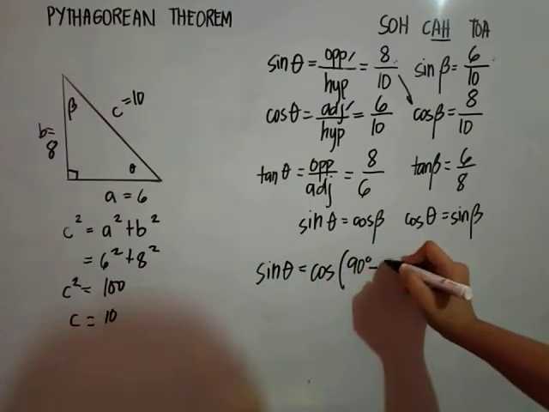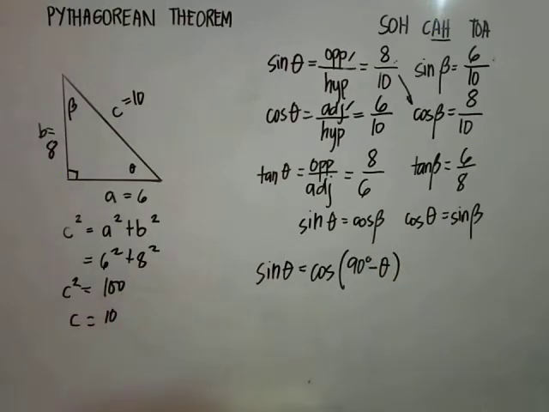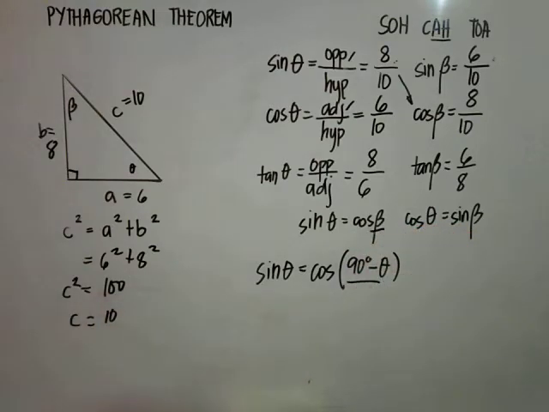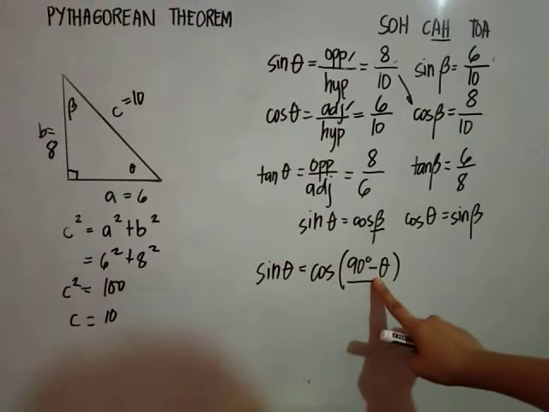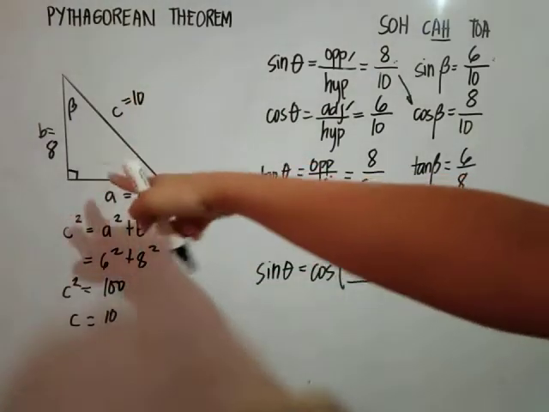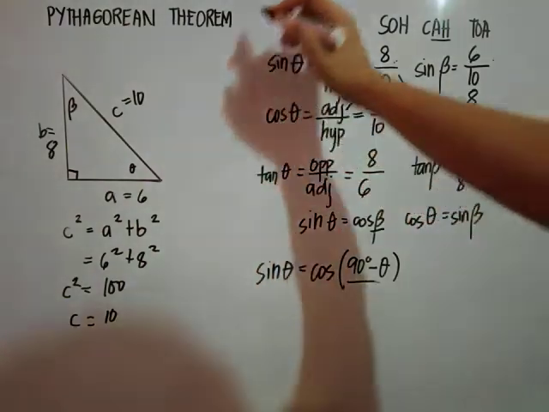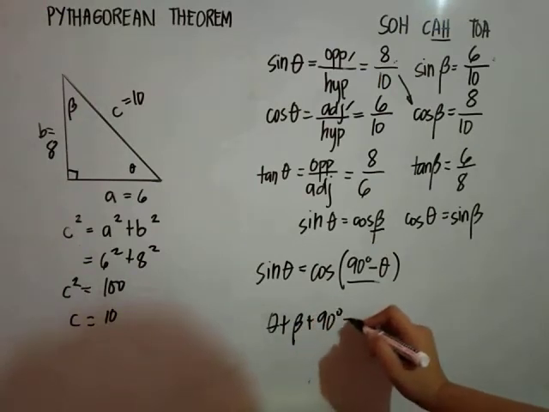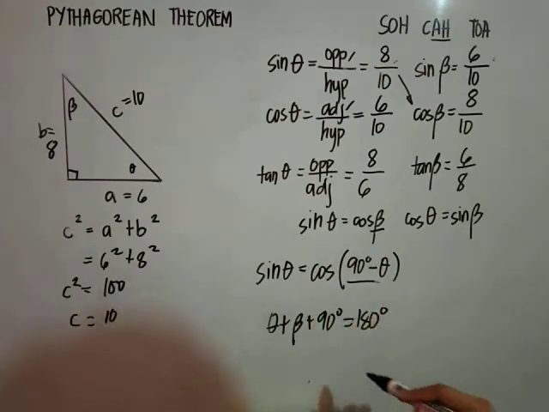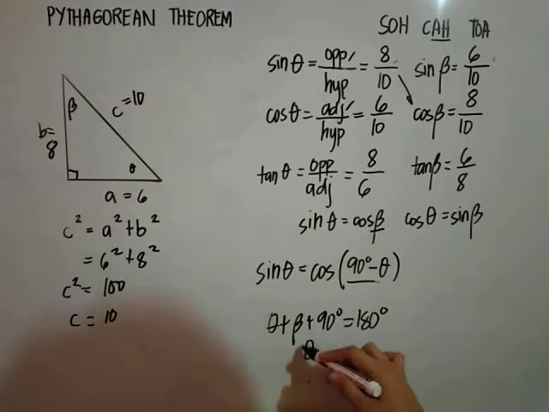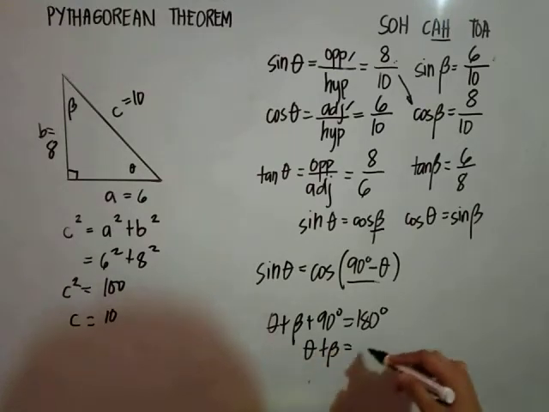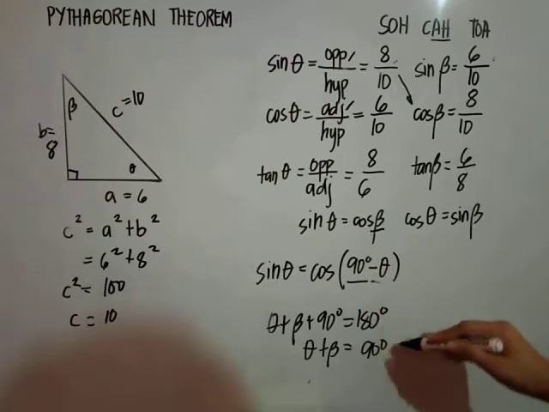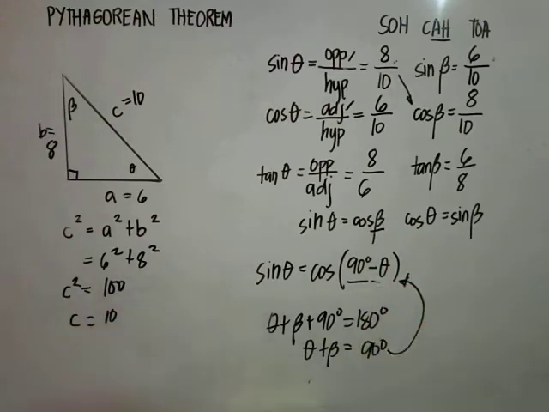90 degrees minus theta. So, bakit? Ibig sabihin pala, si beta is equal to 90 degrees minus theta. So, paano nasabi yun? Sabi ko nga kanina, yung summation ng interior angle natin is equal to 180 degrees. So, plus nung right angle, we have 180 degrees. So, therefore, kapag kinuha natin yung equivalent sum nung theta plus beta, we have 90 degrees. So, therefore, beta is equal to 90 degrees minus theta.